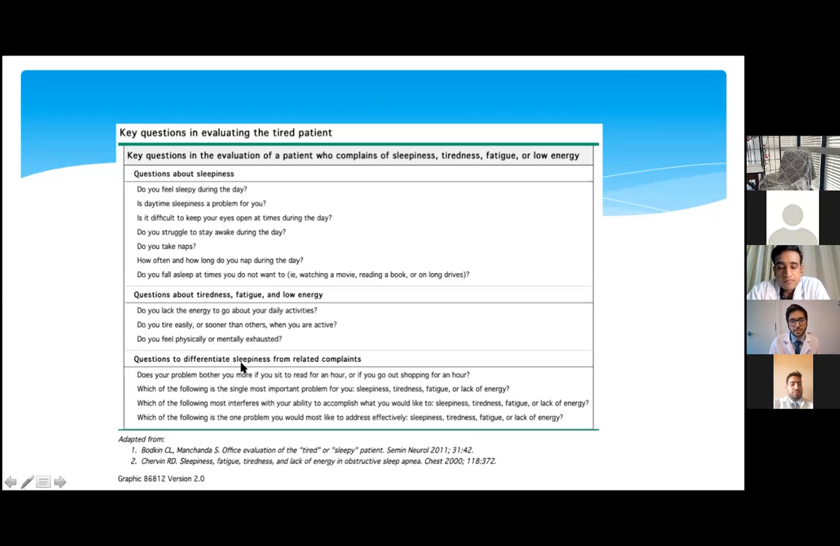It's important to ask the patient directly, what is the single most important problem for you? Is it sleepiness, tiredness, fatigue, or lack of energy, or which of those interfere with the ability to accomplish what you would ideally want to, and which is the one that you would like to address effectively? So the way I like to think of it, sleepiness is more related to sedentary activities compared to fatigue. With fatigue, the patient would actually want to do it, but is unable to do it because he's tired.